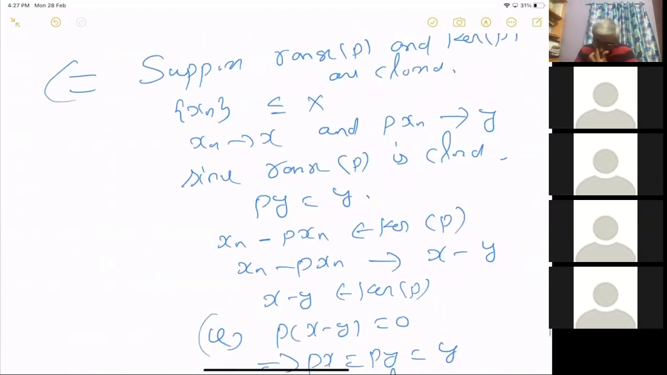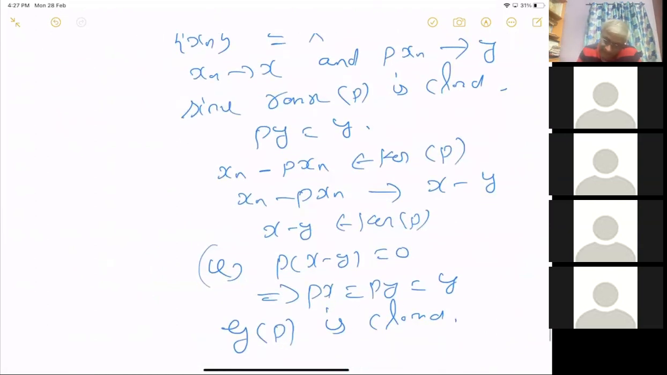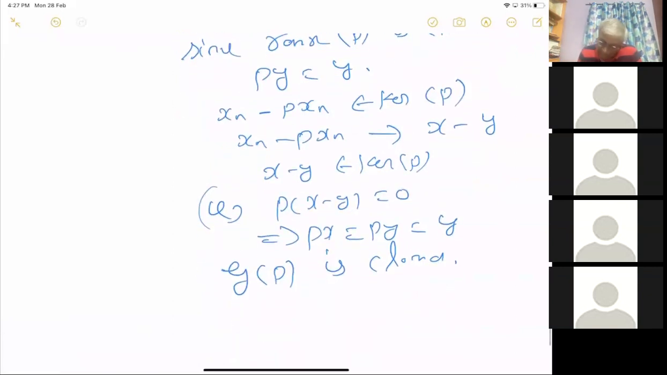On the other hand, the kernel of P is closed. So xn minus Pxn is in the kernel of P, which converges to x minus y, and x minus y is also in the kernel of P because we have assumed the kernel of P is closed. So P of x minus y equal to 0, which implies P of x equal to P of y, and P of y equal to y. So this implies Px equal to y. This is what it means for the graph of P to be closed. So P is bounded.